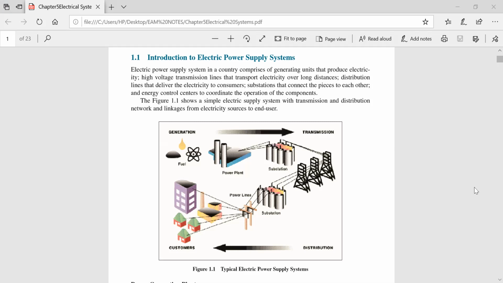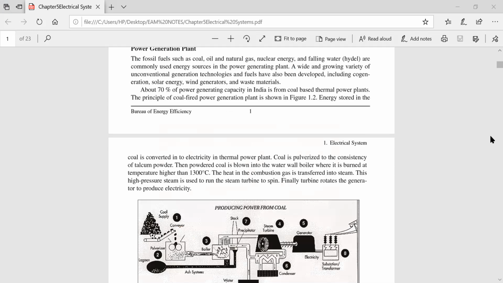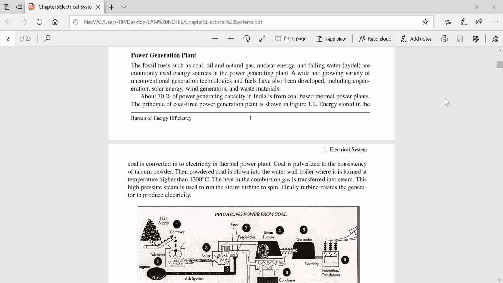Now the other thing which we are talking about is power generation. When we are talking about a power generation plant, fossil fuels are there. And what is fossil fuel? It is nothing but coal, oil, natural gas or nuclear energy. And whenever water is falling from the top, that is hydel. This is hydro, where the water is converted into electrical energy.